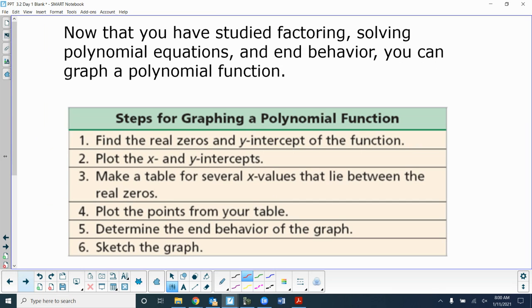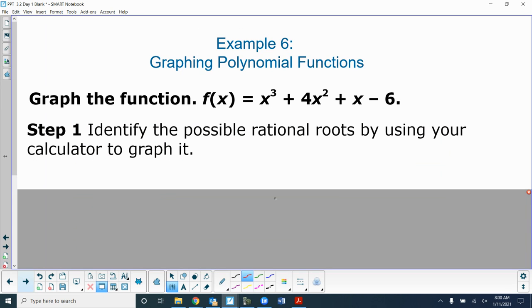All right. Steps for graphing. Again, this would be if we had to do it by hand. All you got to do is punch it in your calculator to graph it. If you have to graph it, just put it in your calculator. Hit your Y equals button, type it in.